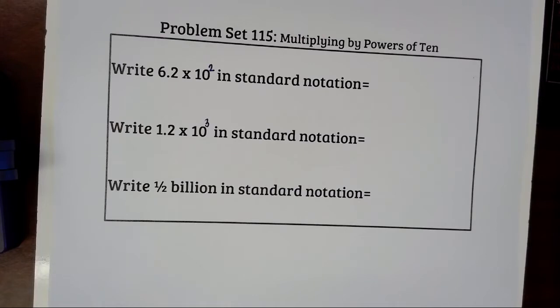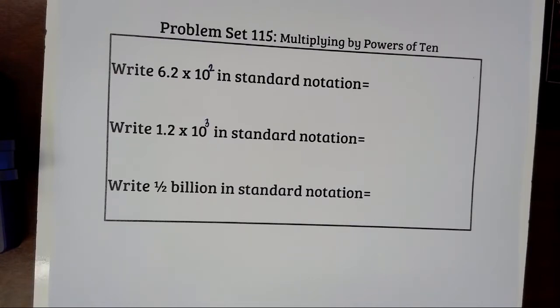So we can multiply by powers of 10 very easily. Multiplying by powers of 10 does not change the digits, only the place value of the digits. So it's kind of easy. We're not changing numbers. Their numbers are going to stay the same. We're just moving decimals, adding zeros. We can change the place value by moving the decimal point the number of places shown by the exponent.